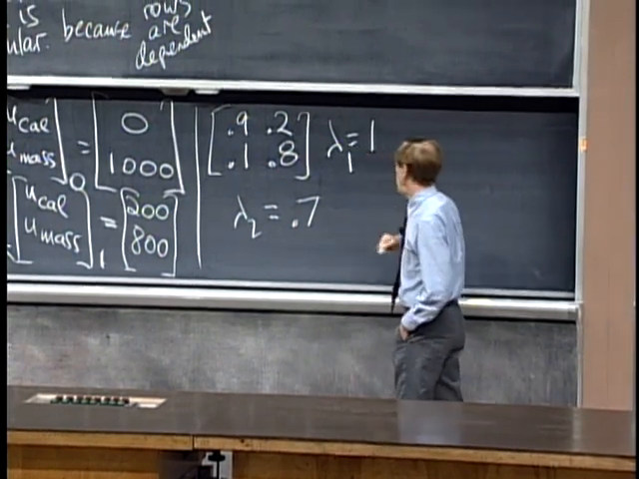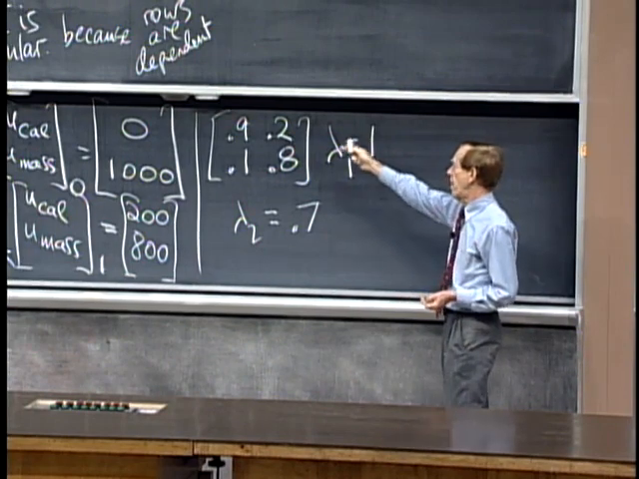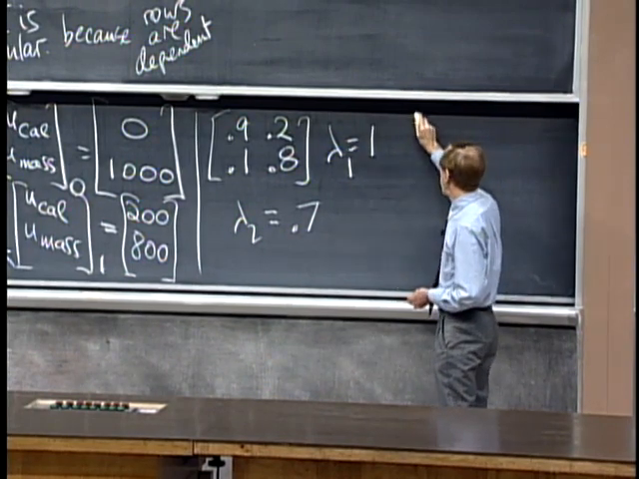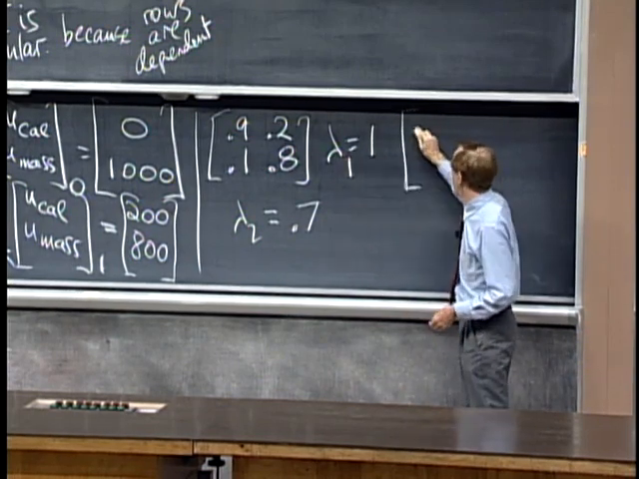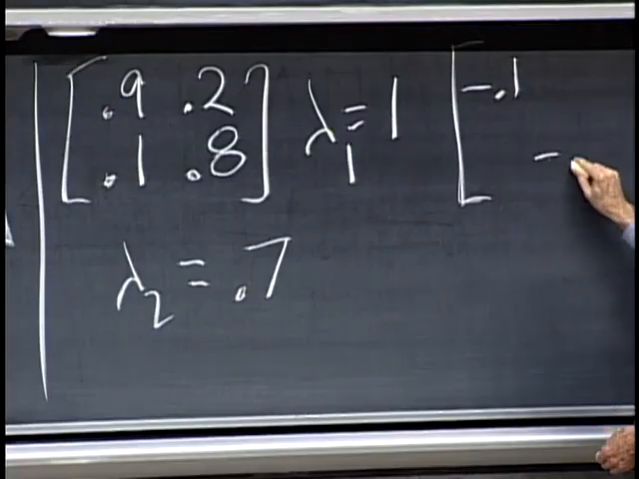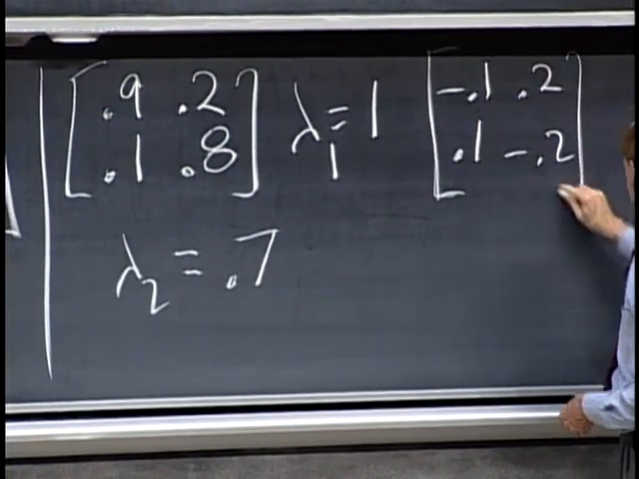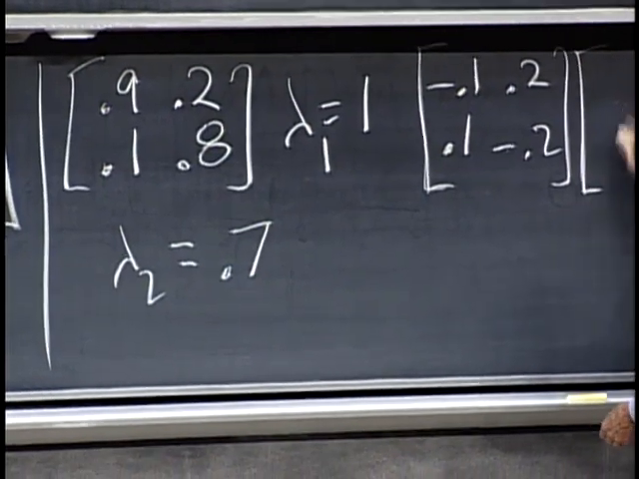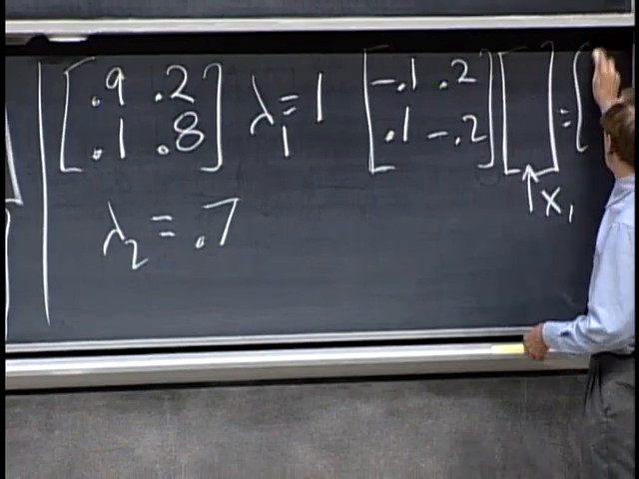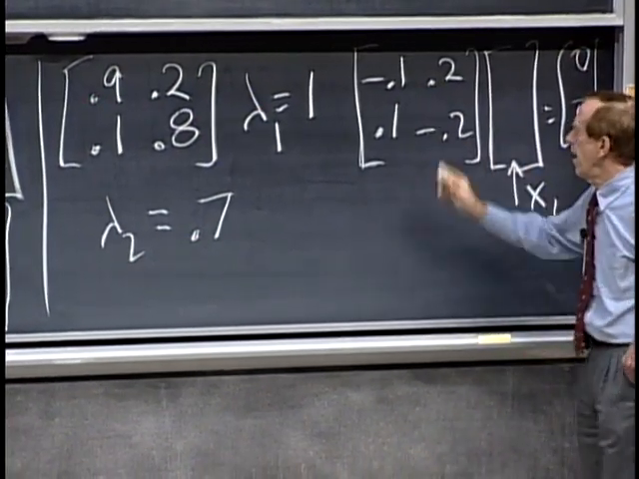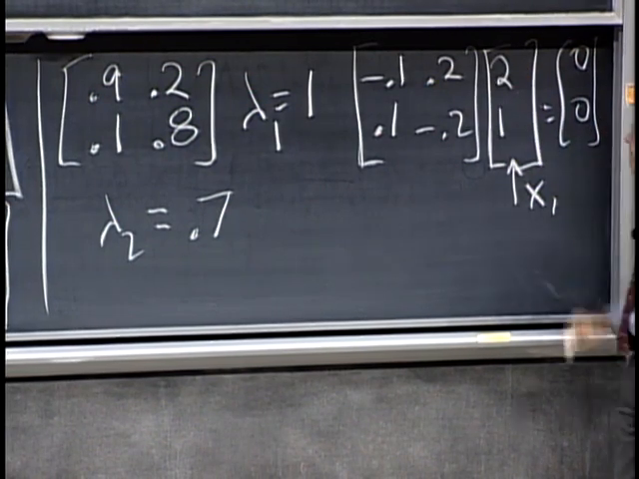So that's lambda 1. For the eigenvector, I'll subtract 1 from the diagonal, right? Subtract 1 from the diagonal, I'll have minus 0.1 and minus 0.2, and of course these are still there. I'm looking for x1. It's the null space of A minus I. Okay, everybody sees that it's 2 and 1.